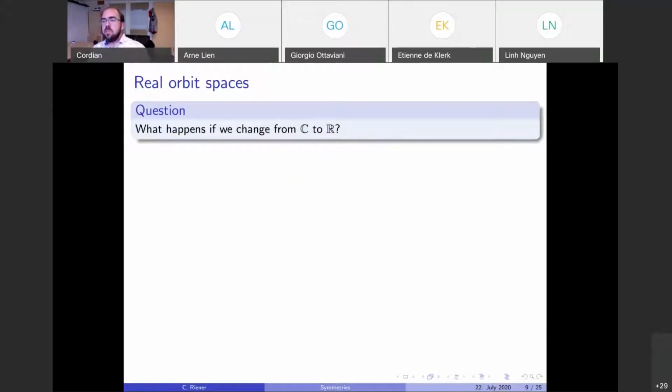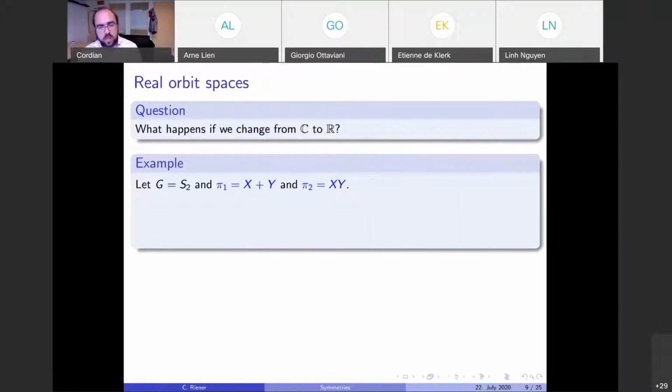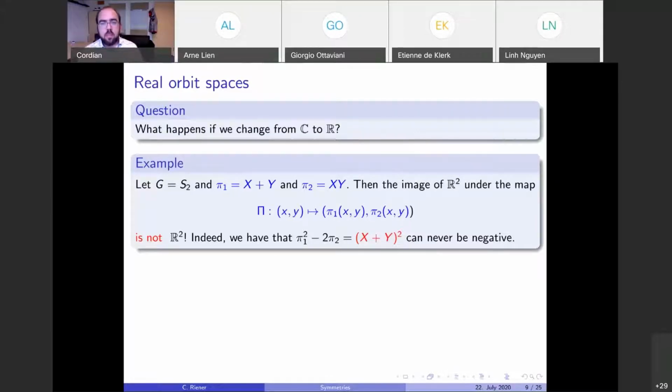Okay, so what happens now if we change from the complex numbers to the real numbers? What changes actually? Let's do again the simplest of all examples. Let's take the symmetric group S2, and let pi1 be the first elementary symmetric polynomial, x plus y, and pi2 be the second elementary symmetric polynomial, x times y. Then I claim the image of R2 under this map cannot be the whole of R2.